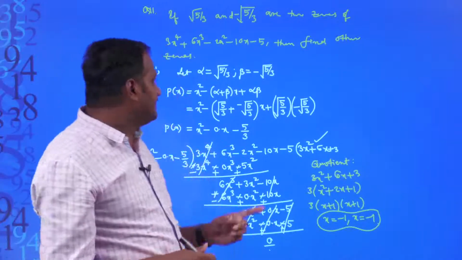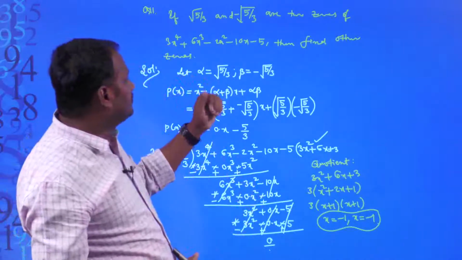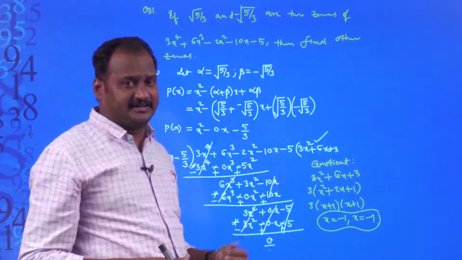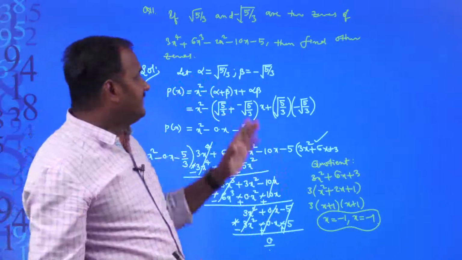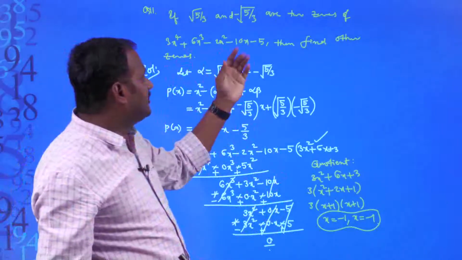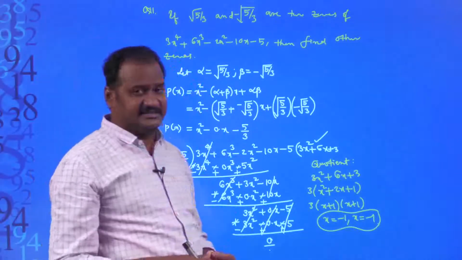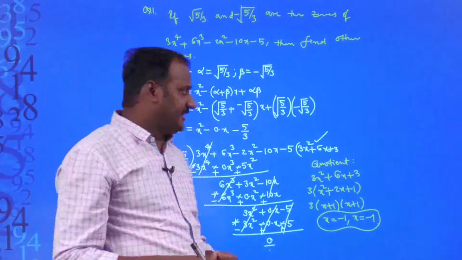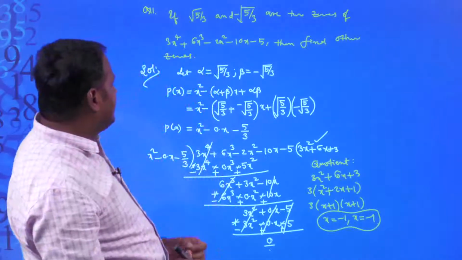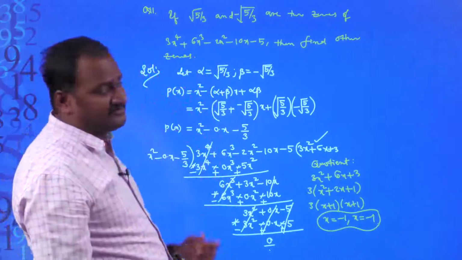Hope you understand. So this is alpha is equal to root over 5 by 3, beta is equal to minus root over 5 by 3. Okay. Then what are the other two zeros of the polynomial 3x power 4 plus 6x cube minus 2x square minus 10x minus 5? Okay, right. So let us try to understand some more by using some more problems.